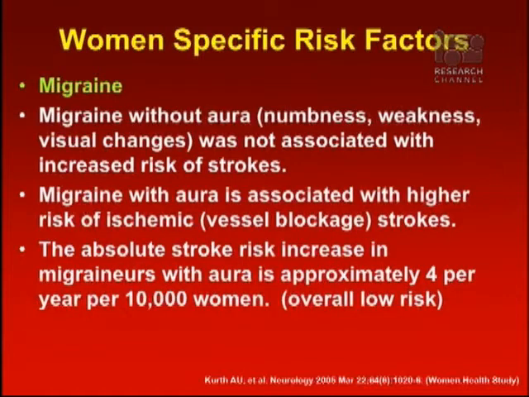I also included migraine in this presentation because many women suffer from migraines. What we know is that migraine without aura, where aura refers to sometimes people getting numbness or weakness or visual changes with their headaches, was not associated with increased risk of strokes. But migraine with aura is associated with a higher risk of ischemic strokes. The absolute stroke risk increase in migraineurs with aura is approximately 4 per year per 10,000 women. Overall the risk is low, but it is a risk nonetheless.